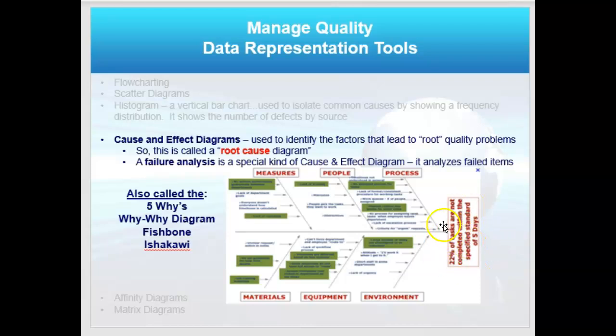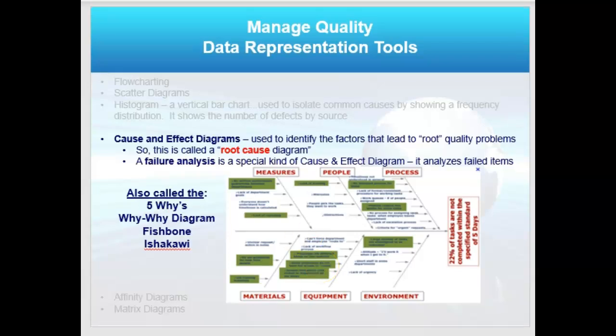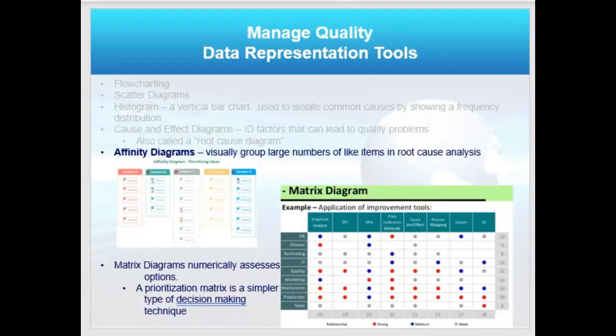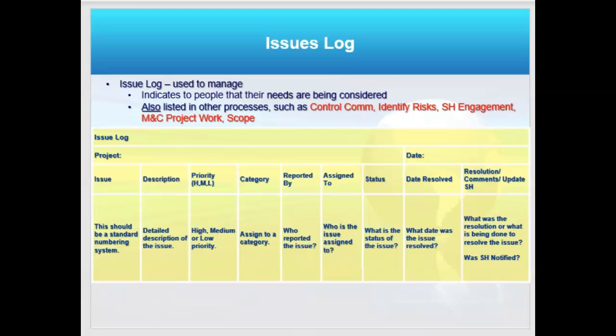So here's your problem. You say, well, why did that happen? And somebody says, well, processes, and somebody else says people, and measures and materials, equipment. Okay, then why in equipment? You begin to list the reasons. You ask why, till you can't ask it anymore, and you determine the root cause that way. We can also do an affinity diagram, which is going to group like items, and a matrix diagram, which we've talked about before.